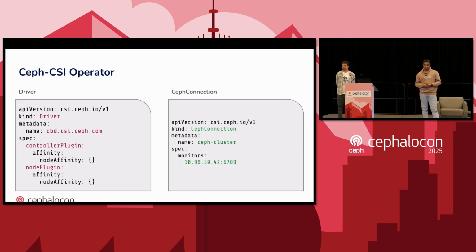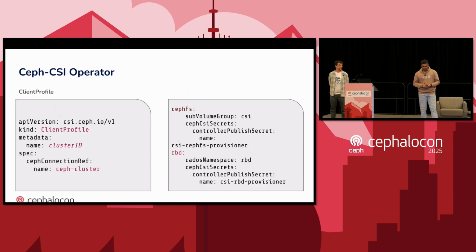The next is telling the CSI which Ceph cluster you want to talk to in order to create volumes. For that, we have the Ceph connection CRs. This is per Ceph cluster. You list all the monitors, which is only required for CSI to talk to the Ceph clusters. And you have the client profile.